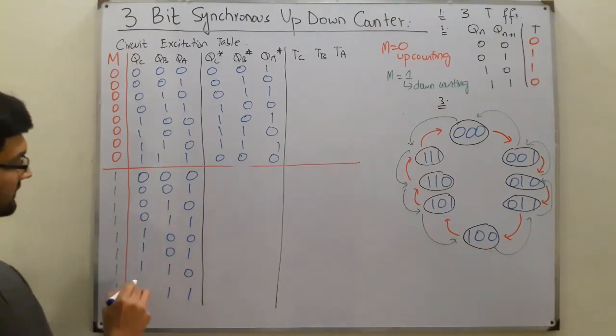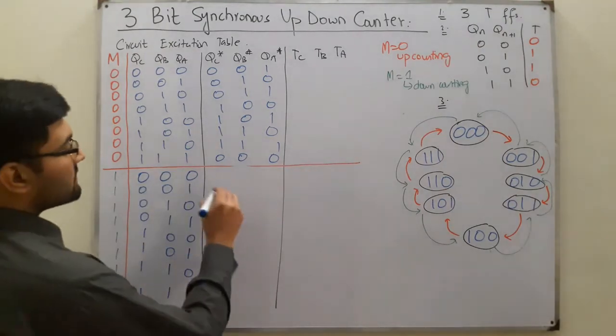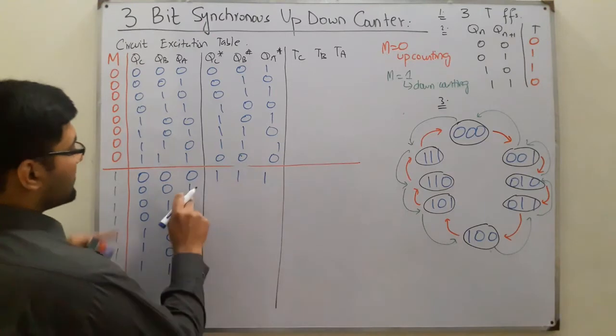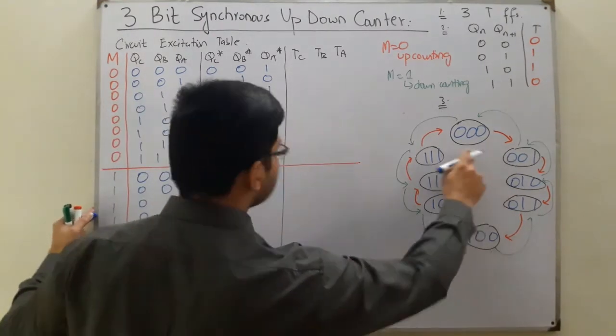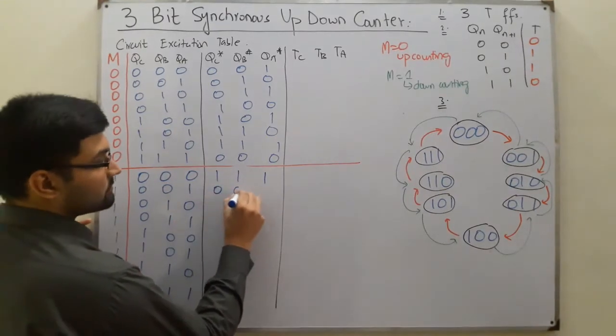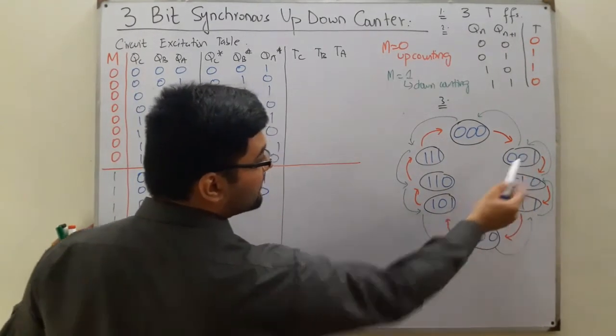2, 3, 4, 5, 6. 0 to 7. All right. Now for 000, the next state is 111 in the down counting, right? Now this is 001. For 001, the next state is 000 in down counting, right? For 010, the down counting is 001.